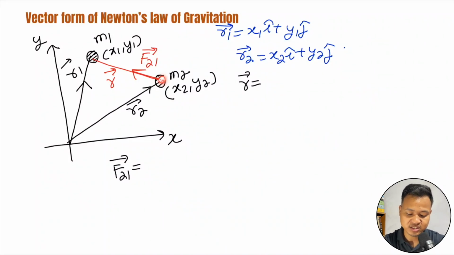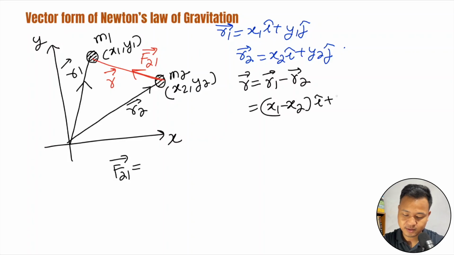The starting point is the initial and the end point is the final, so subtract the position vectors. That means in this case r1 minus r2, or r final minus r initial. If you go from 1 to 2, it is r2 minus r1, so the final minus the initial. So how much is this? It is (x1 minus x2) i cap plus (y1 minus y2) j cap.